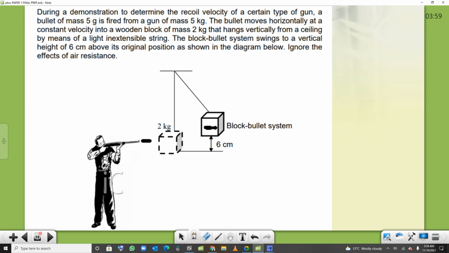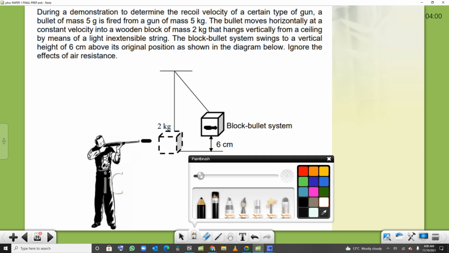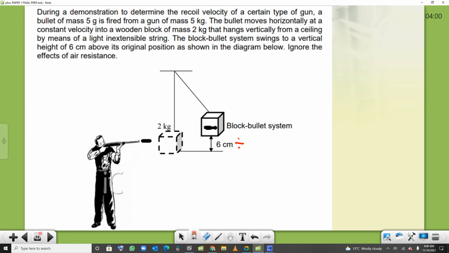The bullet block system, already they told you it is inelastic. Once objects are together, it is inelastic. The bullet block system swings to a vertical height of 6 centimeters, another wrong unit. How do you convert centimeters to meters? Divide by 100. 100 cents make 1 rand. Cents to meters, you divide by 100. That's what I use. Should I forget? Divided by 100. All right. Above the original position, ignore.